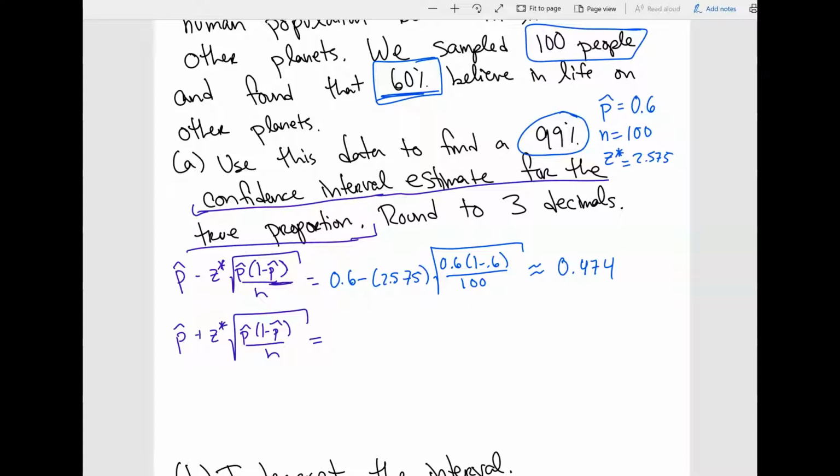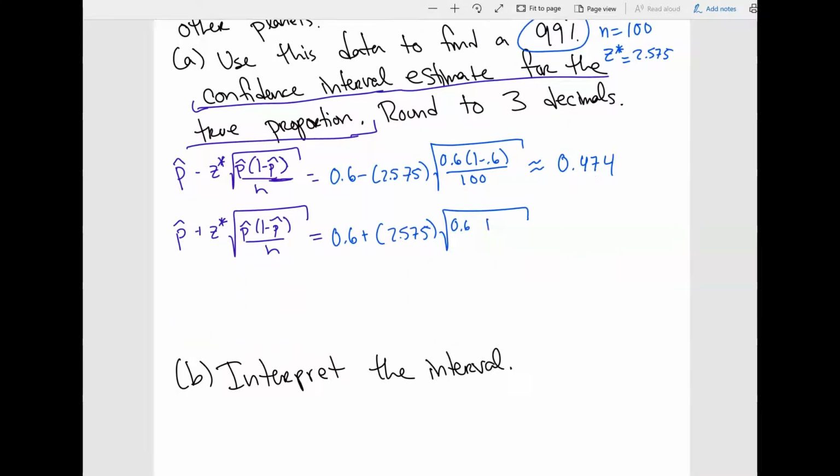And now we're going to do the same thing. We're going to plug in the same numbers, but now this one is going to be plus 2.575 square root of 0.6, 1 minus 0.6, divided by 100. Let's put that into our calculator, but now everything is with a plus. I'm going to change that to a plus, and I ended up getting 0.726. So these are my 2 numbers.